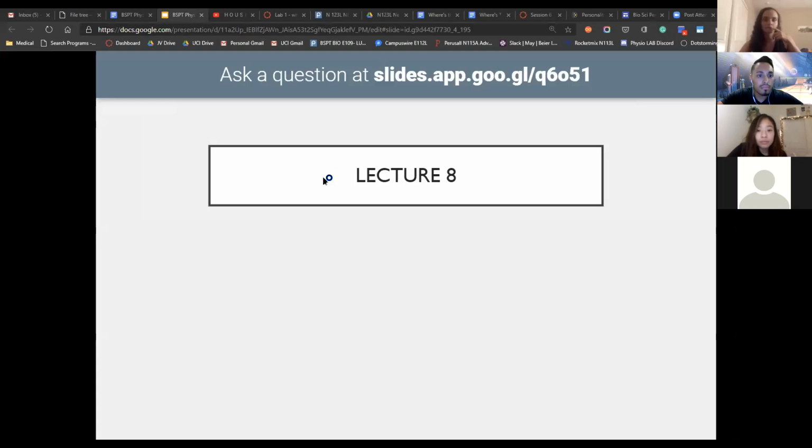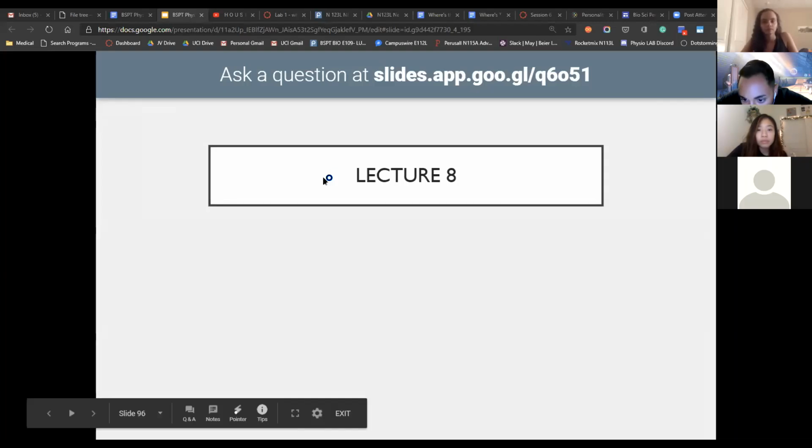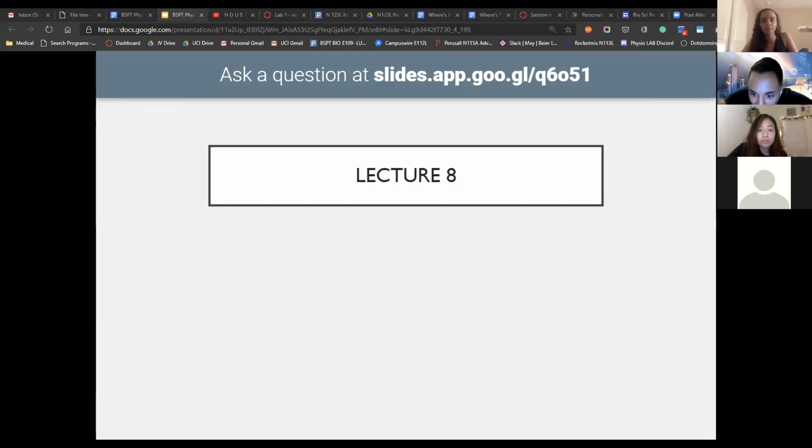Okay, got it. And then my last question was about the endurance. It's on that same slide too. I just wanted to confirm, with the larger fibers, they're easily fatigued. Is this because they're using glycolysis as opposed to oxidative phosphorylation? So it's like less ATP being made?